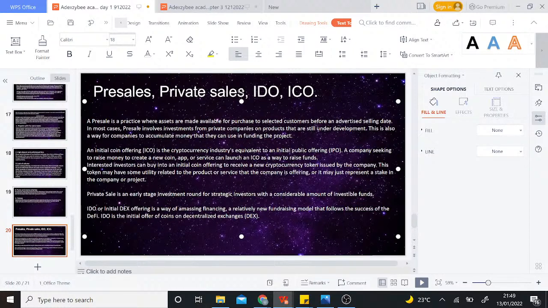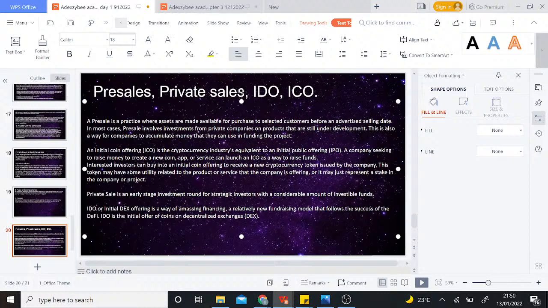Now, IDO is the initial offer of coins on the decentralized exchange. So they initially offer the coins to you on a DEX before it becomes popular. It's also a way to raise funds, just like an ICO, but this one is being done on a decentralized exchange, on DeFi. Do you understand?